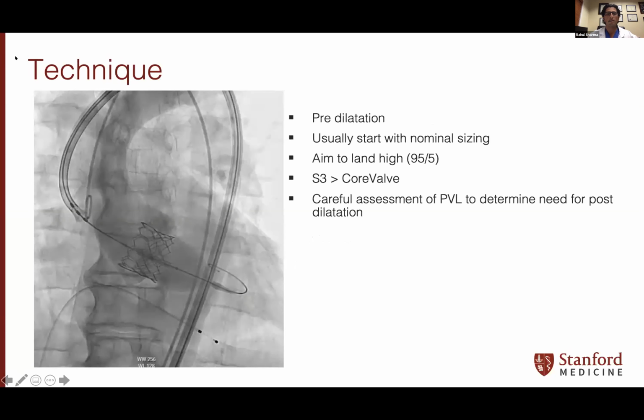At least in my practice, while I don't do a lot of pre-dilatation in tricuspid valves, in bicuspid valves I almost always pre-dilate. I usually start with a nominal sized balloon, and I aim to land these valves even higher than usual, with a 95/5 or even higher deployment. I generally prefer the S3 platform over the CoreValve or Evolut platform. And while we do all these cases under conscious sedation, there's careful TTE assessment of the PVL to determine whether we need to post-dilate.